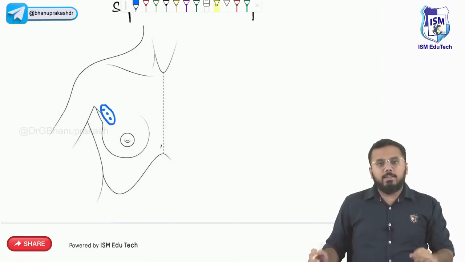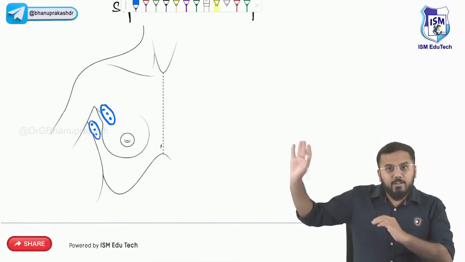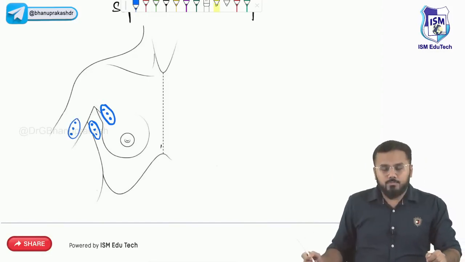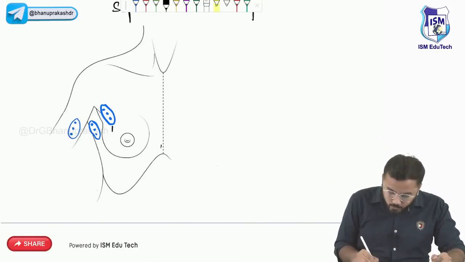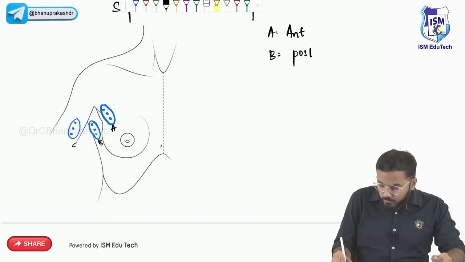These three lymph nodes are anterior. Just back of that, here we have got the posterior group of lymph nodes. And away from the body, it means here we have got the lateral group of lymph nodes. So what are the groups of lymph nodes? A, B, C. A stands for anterior group of lymph nodes. B stands for posterior group of lymph nodes. C stands for lateral group of lymph nodes, or lateral lymph nodes.